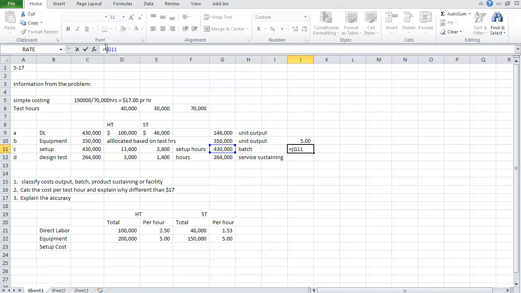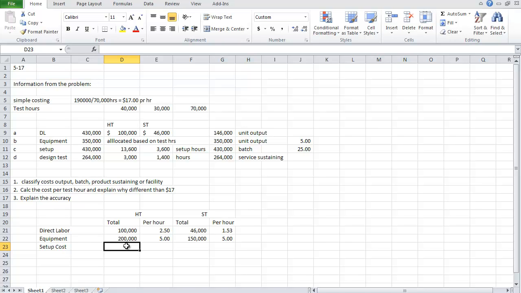So let me stick a parenthesis up here. And we're going to divide it by the sum of the 13 and the 36. And we should get an hourly rate for that. So it's $25 per setup hour. Let's put this out to 2 decimal points. Once we've done that, then we're going to go actually look at this based on the number of hours.